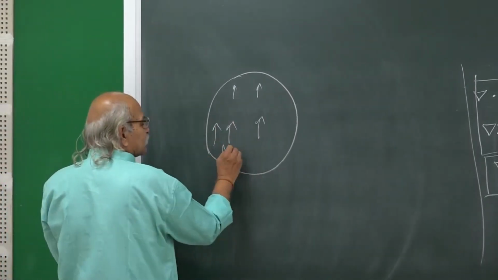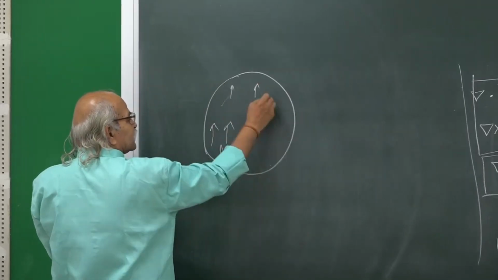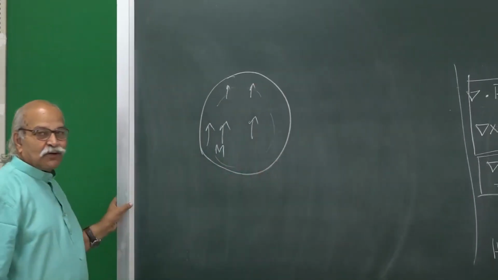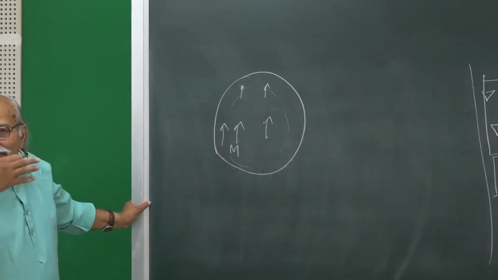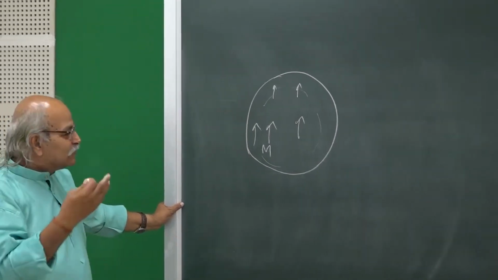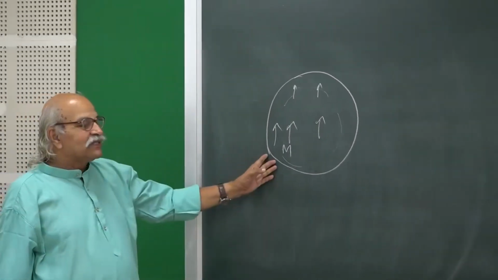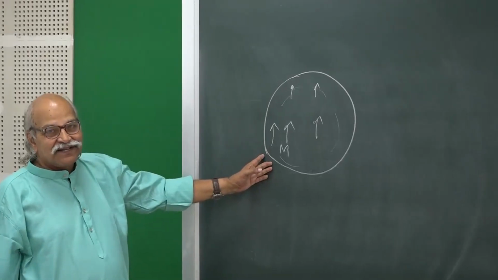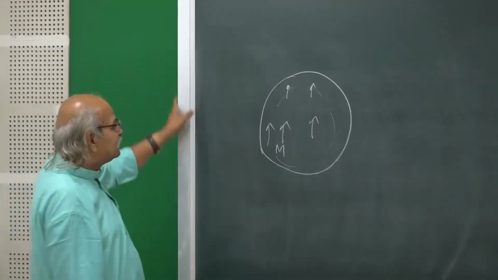Once again, divergence of M is 0 inside. Once again, divergence of M is 0 outside. So, this H charge density can only be on the surface. It can be a surface charge density. We can use the same technique.